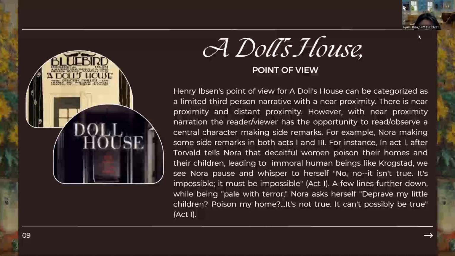For instance, in Act 1, after Torvald tells Nora that deceitful women poison their homes and their children, leading to immoral human beings like Krogstad, we see Nora pause and whisper to herself, "No, no, it isn't true. It's impossible. It must be impossible." Act 1. A few lines further down, while pale with terror, Nora asks herself, "Deprave my little children, poison my home? It's not true. It can't possibly be true." Act 1.